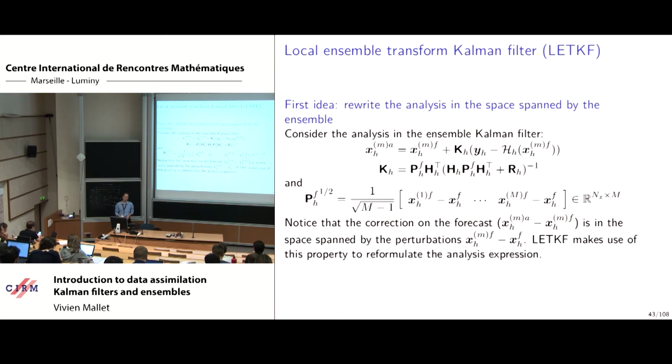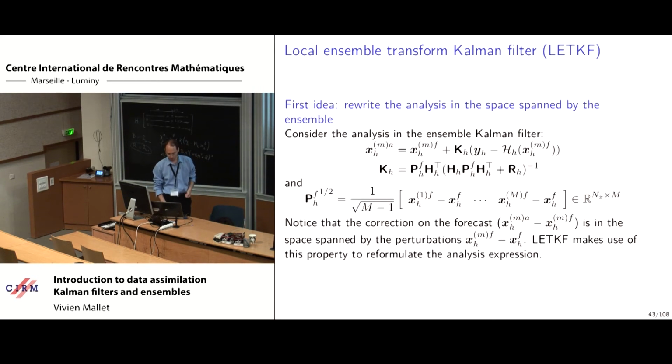There are two ideas behind this one. It's still using ensembles, and there is one idea which is not the one I want to emphasize, but I have to explain it because that's the way the filter works. If you look at the analysis here, you have XA, which is XF plus K times the innovation. If you look at K closely, you see that you have PF here, and K is equal to PF times something. And when you use an ensemble, that PF is equal to the square root of PF times the square root of PF transpose, and the square root of PF, as we've seen, is made of m columns, where m is the number of members, each column having the state value for that member minus the ensemble mean.